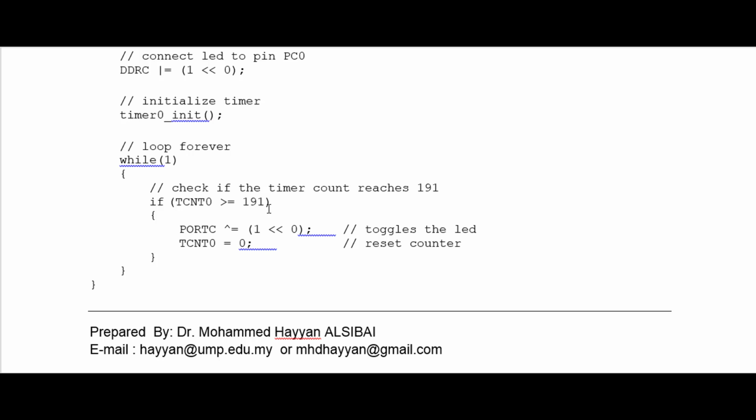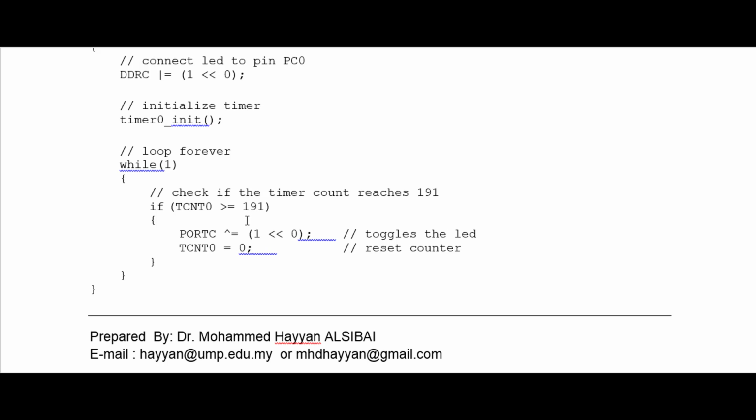Since we are not using the overflow interrupt, we could use the CTC mode, but here we are not going to use the CTC mode. We are going to write a kind of manual program. We check the TCNT0, which is the value of the timer. If it's greater than 191, we toggle the LED. To flash the LED, we need to toggle it. If it's 1, change to 0. If it's 0, change to 1. And reset the value and leave the timer working automatically.